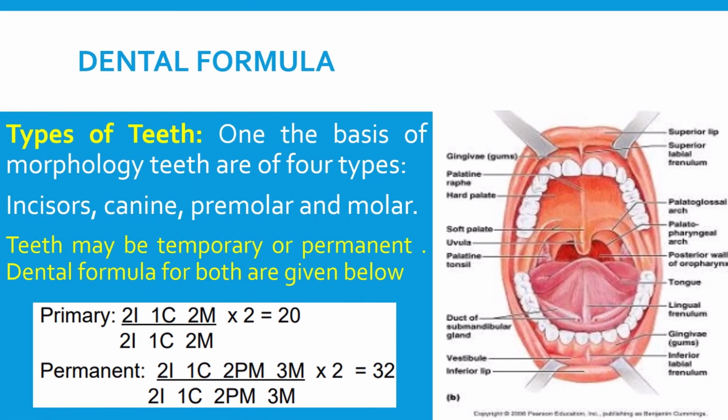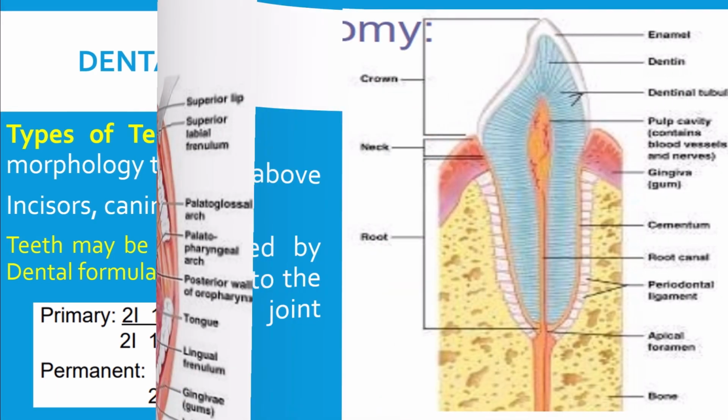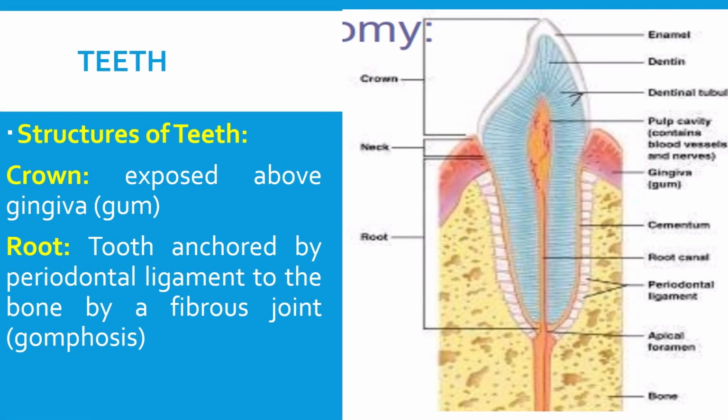Types of teeth. 1. On the basis of morphology, teeth are of 4 types: incisors, canine, premolar and molar, as shown in the picture. Teeth may be temporary or permanent. The dental formula for both is given below. The structure of teeth comprises crown and roots, as shown in the picture. The crown is the exposed part of the teeth above the gingiva, known as the gum, while the root is the unexposed part of the teeth. It helps to anchor teeth by the periodontal ligament to the bone by a fibrous joint known as gomphosis.